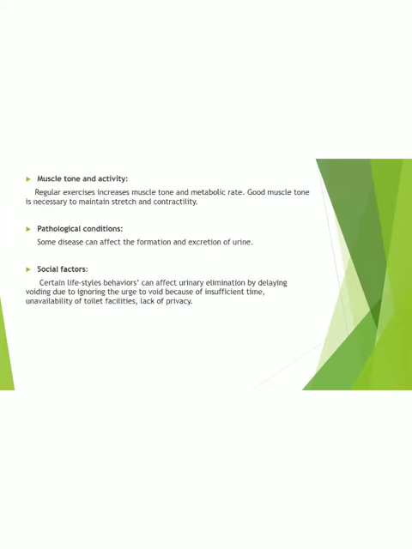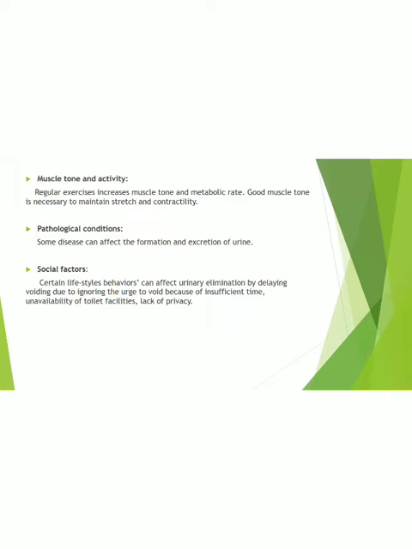Next is muscle tone and activity. So how do muscle tone and activity influence urinary elimination? What happens is that when you do regular exercise, our muscle tone increases, and if there is good muscle tone, then it helps the muscles of the bladder to stretch and contract nicely. So this also influences urinary elimination.